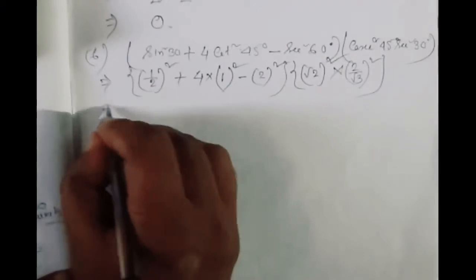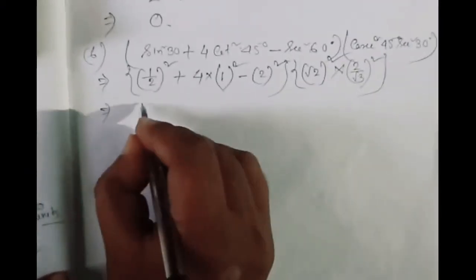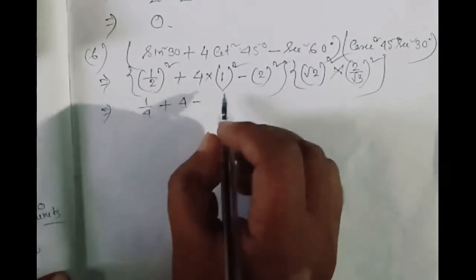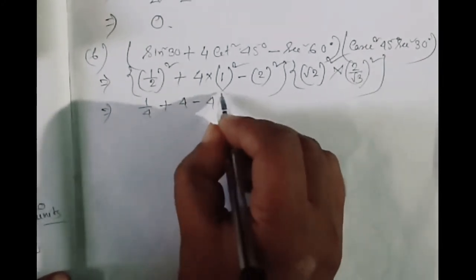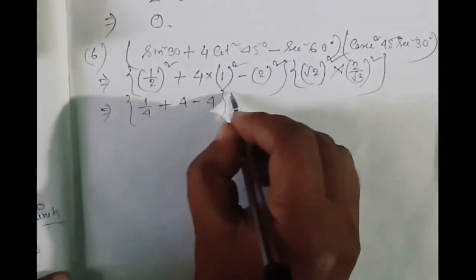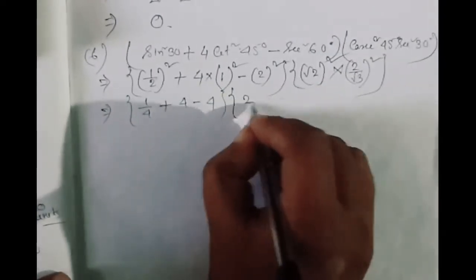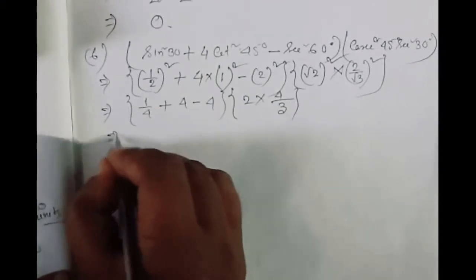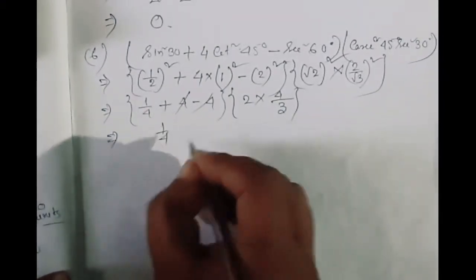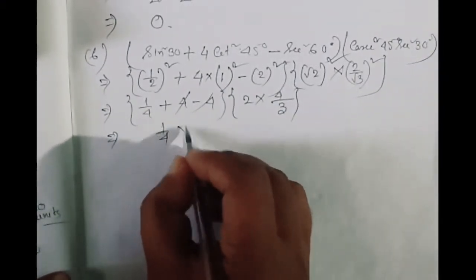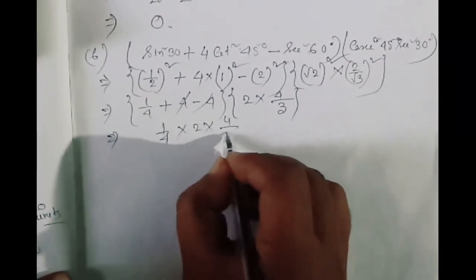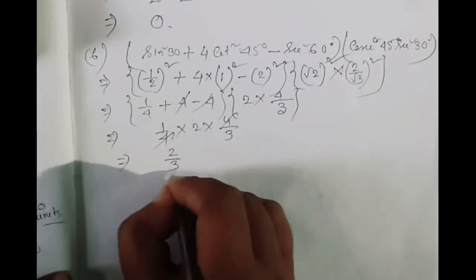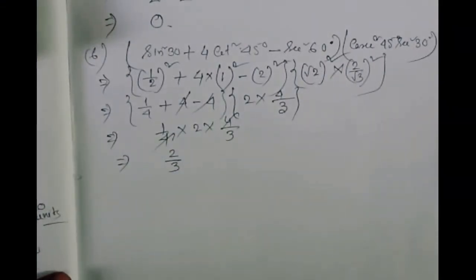Understood. Next, we have to compute it. This is 1 by 4 plus 4 minus 4, and this value is 2 into 4 by 3. So, 1 by 4 into 2 into 4 by 3, the 4 should cancel out. So, the value is 2 by 3, that will be the answer.